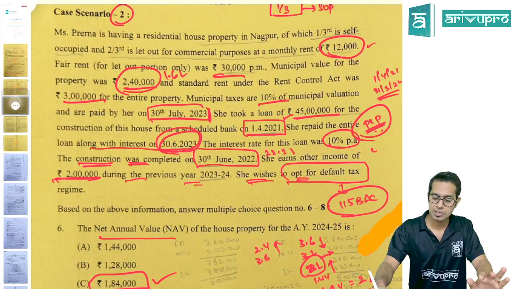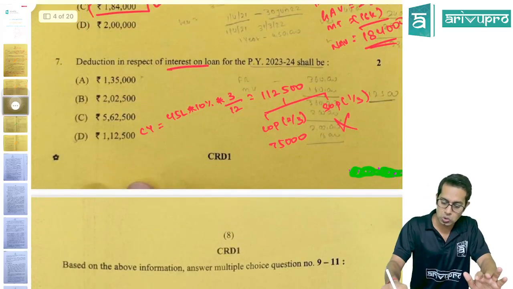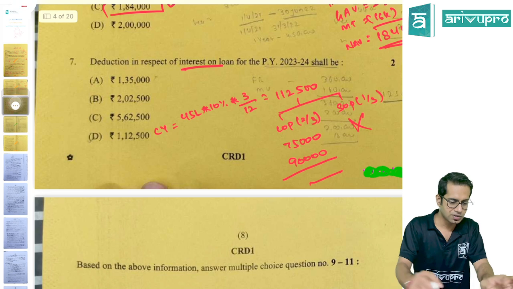Now this interest you can take benefit of over a period of 5 years. So how much will it come, sir? 4.5 lakhs divided by 5 years, which is equal to 90,000 rupees per annum you can take for a period of 5 years. So to this interest, I am going to add how much? 90,000 rupees.